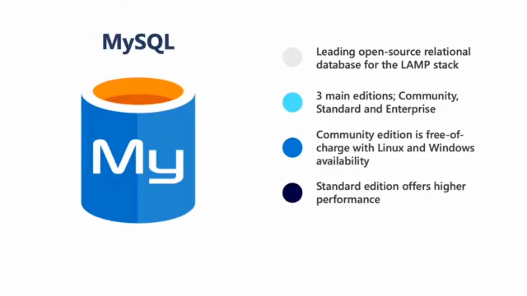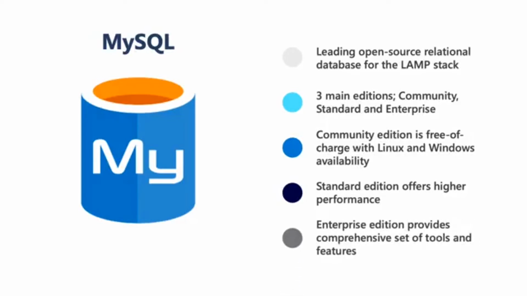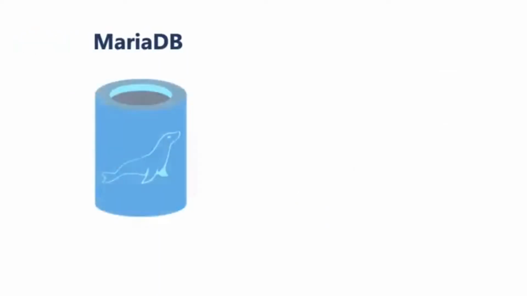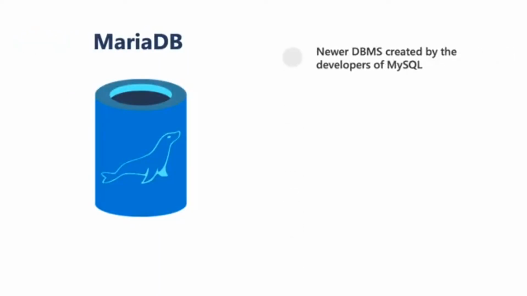Standard Edition offers higher performance and uses a different technology for storing data. Enterprise Edition provides a comprehensive set of tools and features, including enhanced security, availability, and scalability. The Standard and Enterprise Editions are the versions most frequently used by commercial organizations, although these versions of the software aren't free.